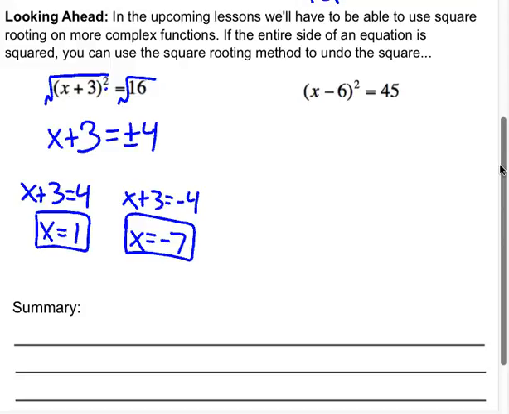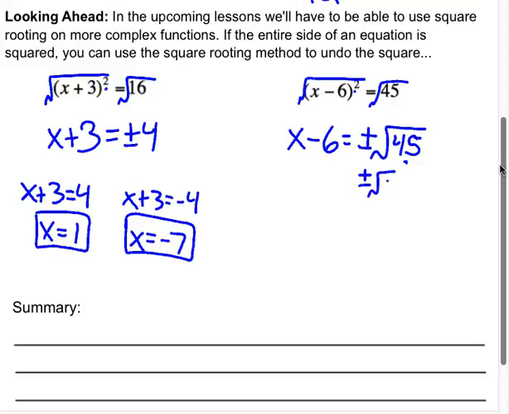And this one, again, that squared is influencing that entire side of my equation. So I'm going to square root right away to undo that. Now plus or minus square root of 45. And this time 45, again, does not have a nice square root. So we leave the square root in there. However, we search, okay, because that actually does have a nice number that can break it down. It can break down into 9 and 5.